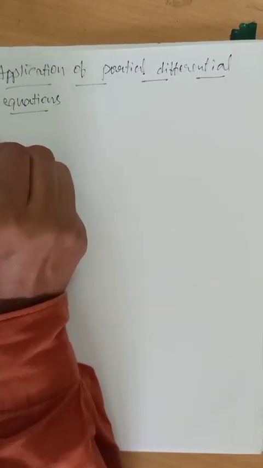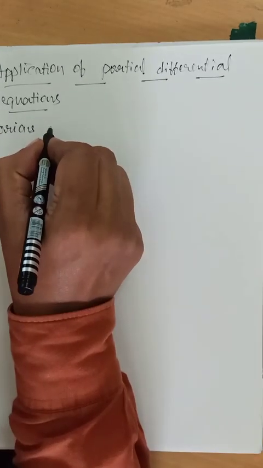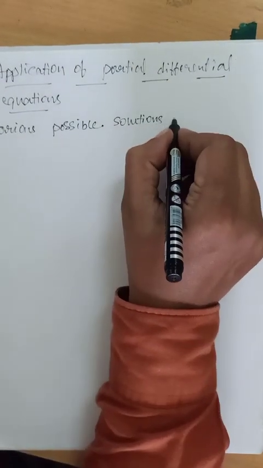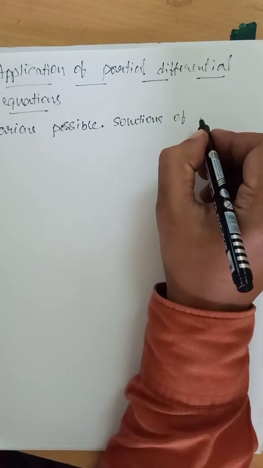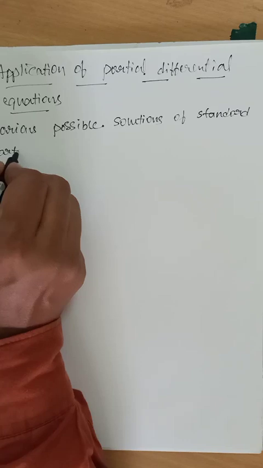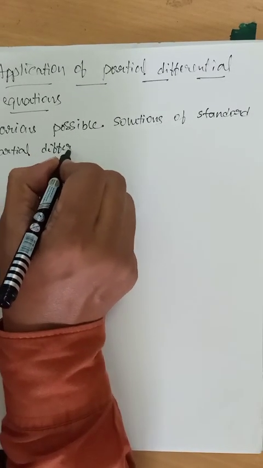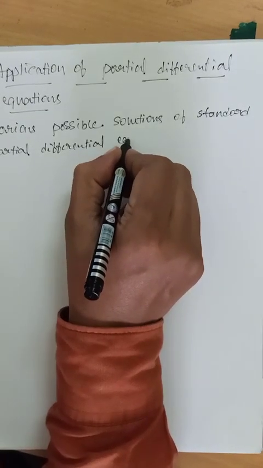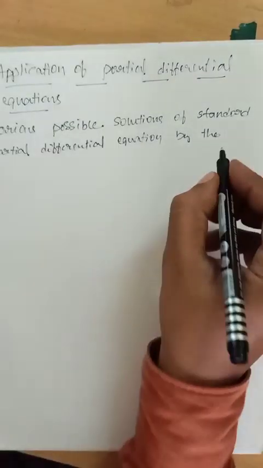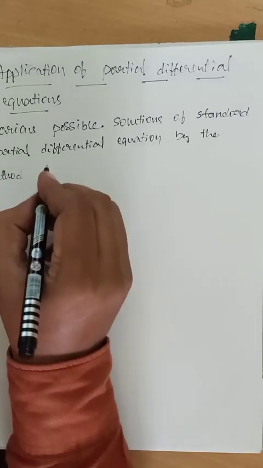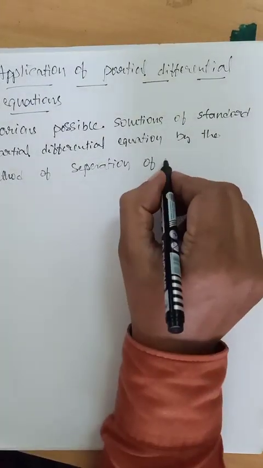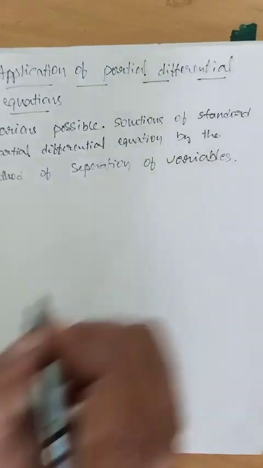From the examination point of view, there is one question out of 4 for 10 marks: Write down various possible solutions of standard partial differential equations by the method of separation of variables.